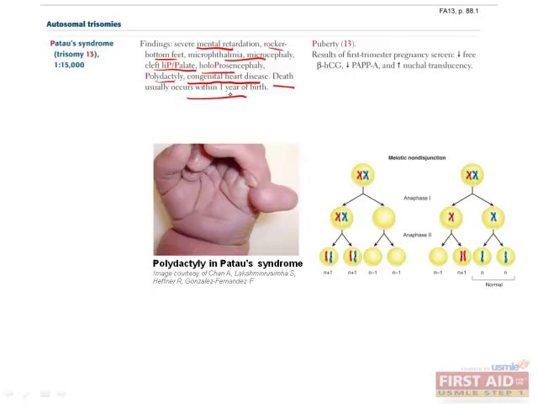For this one, we won't use a quad screen in the second trimester, but in the first trimester you'll see decreased beta-HCG and PAPP-A, and increased nuchal translucency.